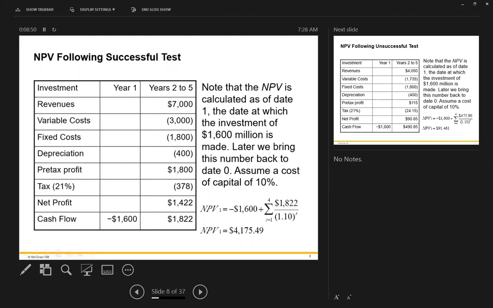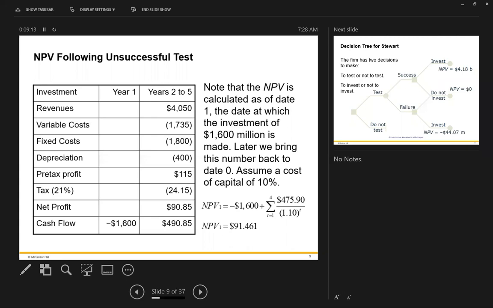When we do that, the net present value at the beginning of year 2, end of year 1, for this project would be positive $4,175.49. Okay, so that's how we do this calculation.